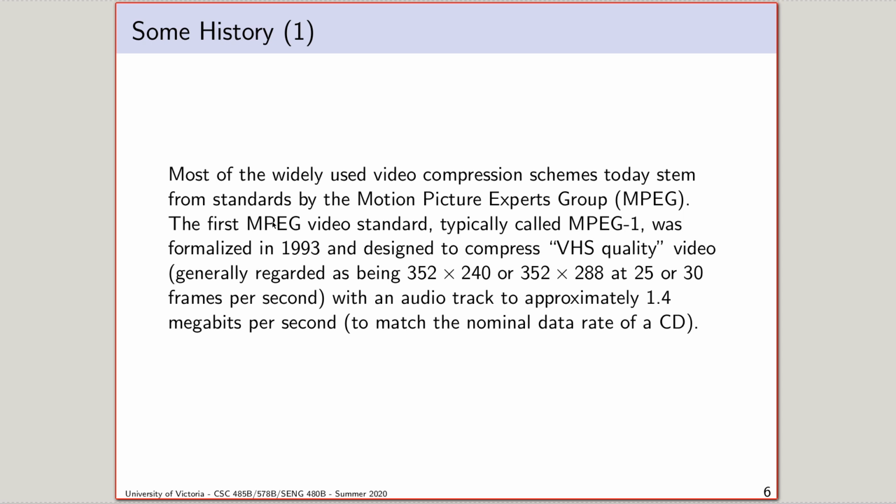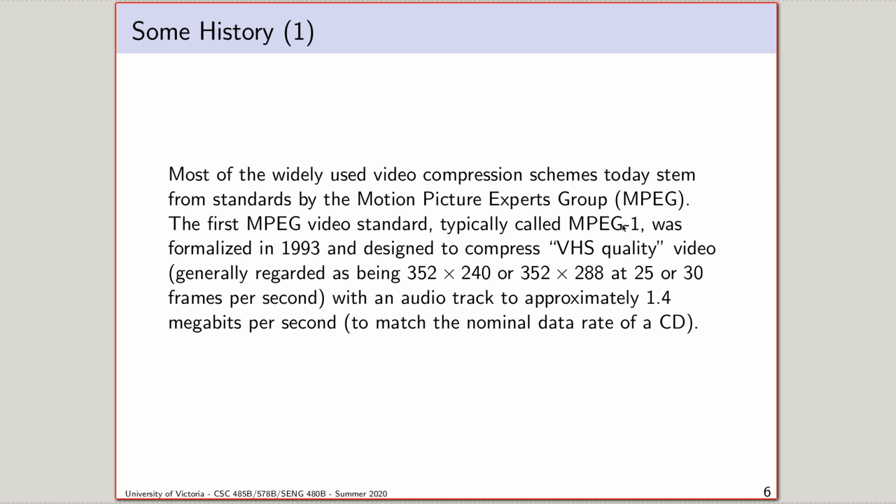So the goal of MPEG-1, and these original schemes were designed for very specific things. Schemes these days are designed to compress video at any number of different resolutions for any number of different reasons, whereas MPEG-1 was designed for a very specific concrete purpose. They wanted to compress VHS quality video. So I mentioned before that in the 90s, if you wanted to record a TV program, you'd use a videotape, and in North America, you'd probably use a VHS tape.